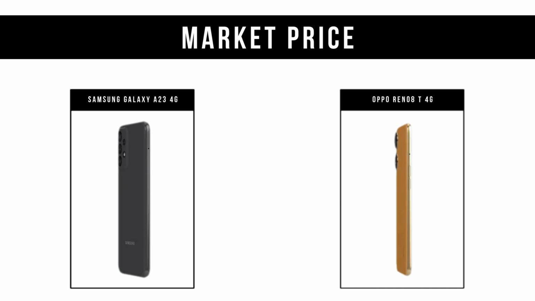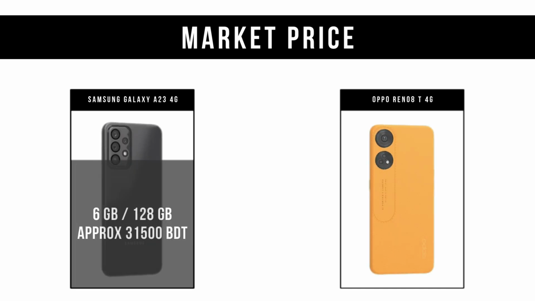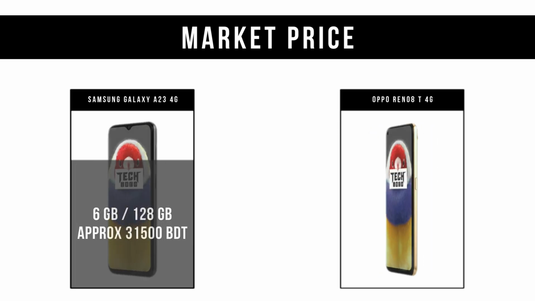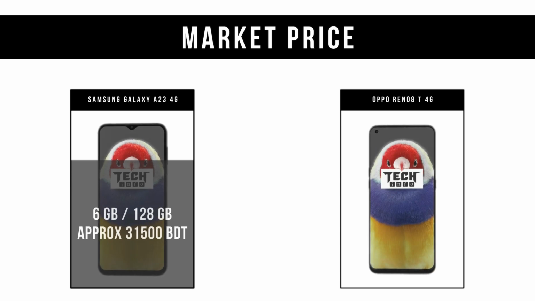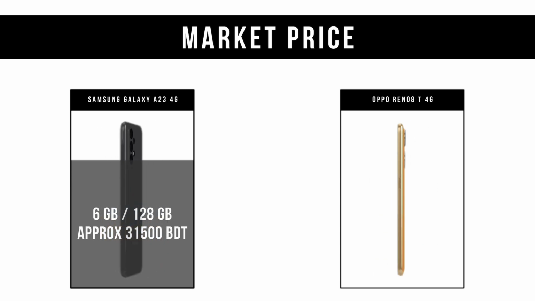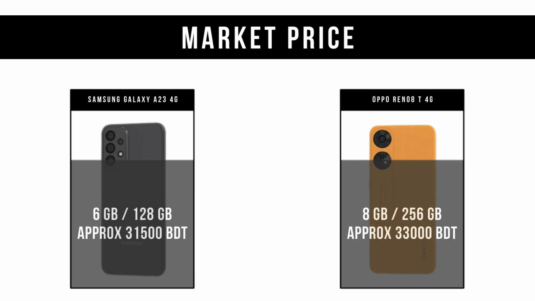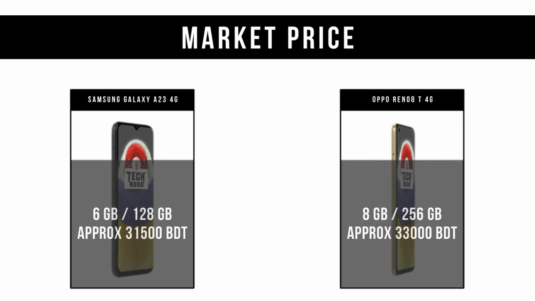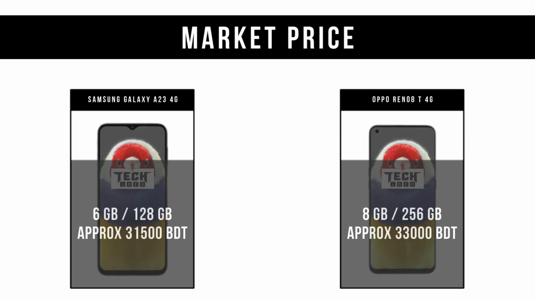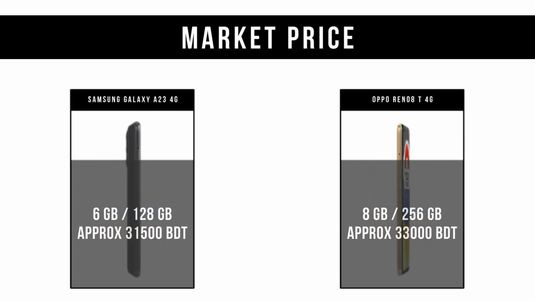Market price. Samsung Galaxy A23 4G is 6GB by 128GB. Price is approximately 31,500 BDT. Oppo Reno8 4G is 8GB by 256GB. Price is approximately 33,000 BDT.